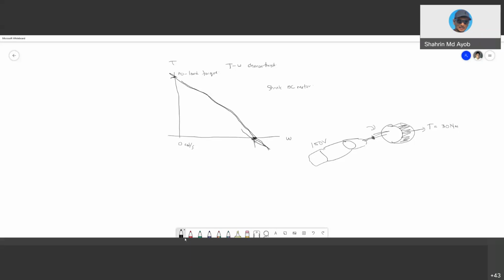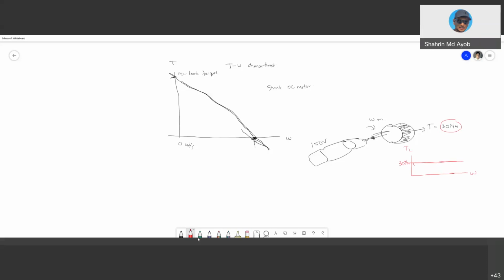How can you determine the speed of the motor? It's very easy, because this weight is actually a speed independent load, meaning that it is a constant torque load. The weight is constant, 30 Newton meter. So at any speed, the load torque is still the same, 30 Newton meter.